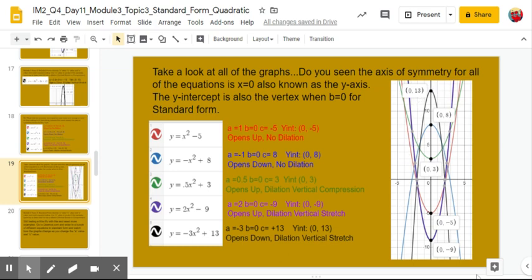I just put them all in one graph here, but you can clearly see all the different graphs, and you can see that their vertex is also the y-intercept in this case. So this is a special situation. When the b value is 0, we know that the axis of symmetry is on the y-axis and the vertex is on the y-axis, and it happens to be the same point as the y-intercept, right? So 0, 13 here, that is the y-intercept for this parabola, but it's also the vertex. Okay, so this is a special situation I want you to be aware of.